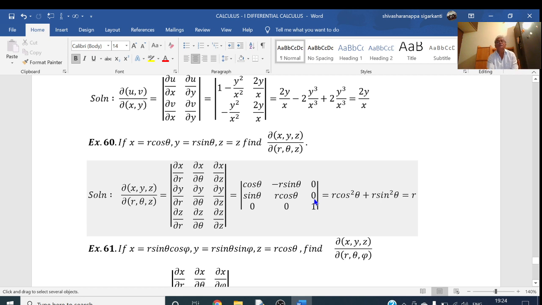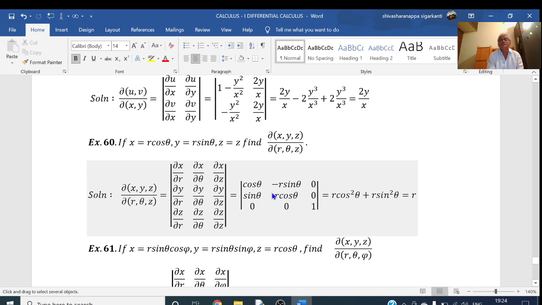Then third row, derivatives of z with respect to r, theta and z. So z equal to z. Therefore, there is no r term, there is no theta term. ∂z/∂r equal to 0. ∂z/∂θ equal to 0. And ∂z/∂z is equal to 1. So this is the determinant. Now we have to expand this.